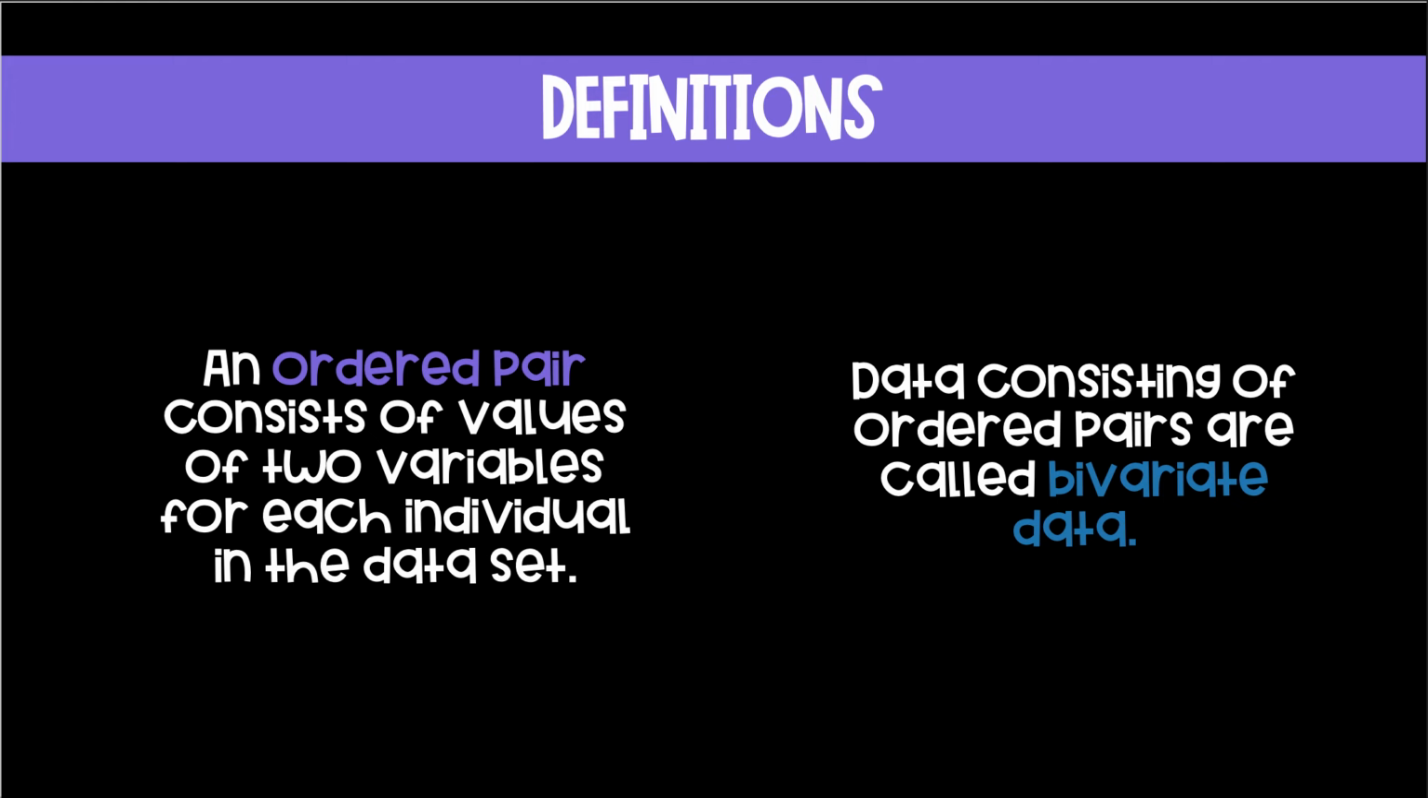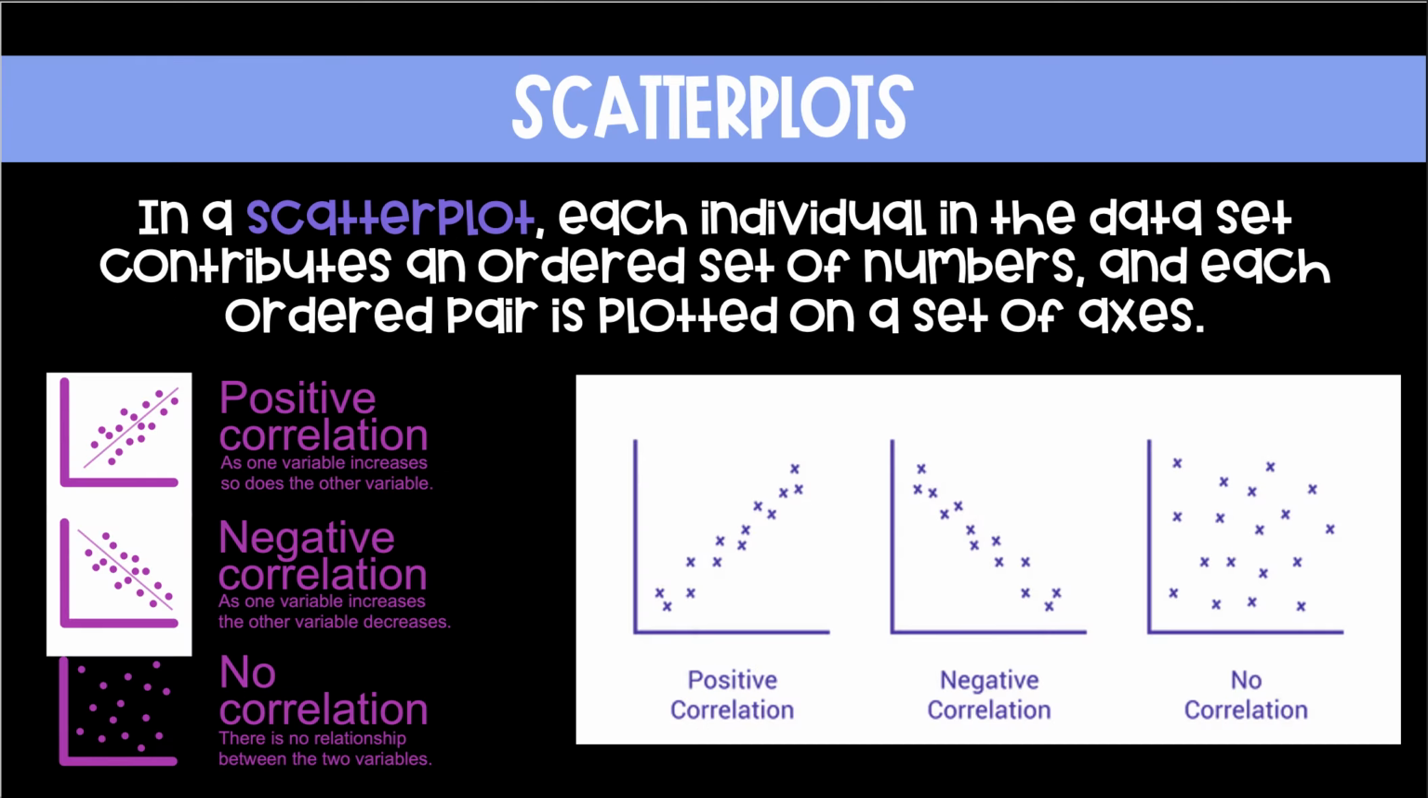We have covered several visual representations or graphical summaries of data. Today we're going to learn a new one, scatter plots. In a scatter plot, each individual in the data set contributes an ordered pair of numbers, and each ordered pair is plotted on a set of axes. Think of the coordinates that you had to graph in the Cartesian plane in your algebra classes.